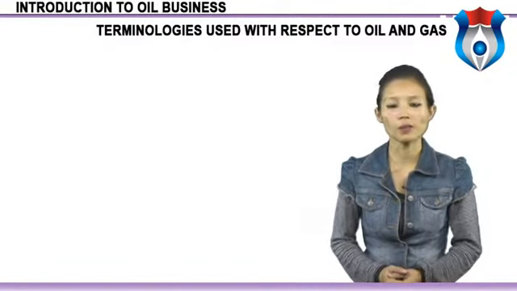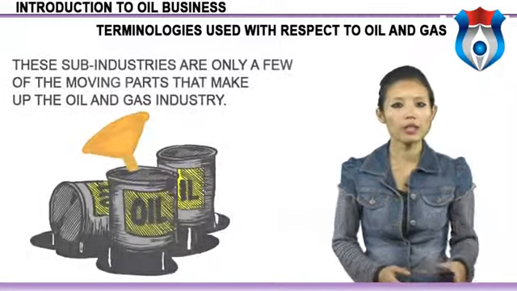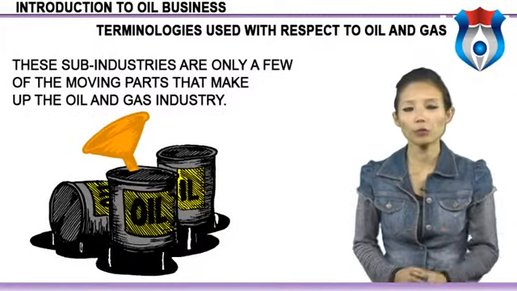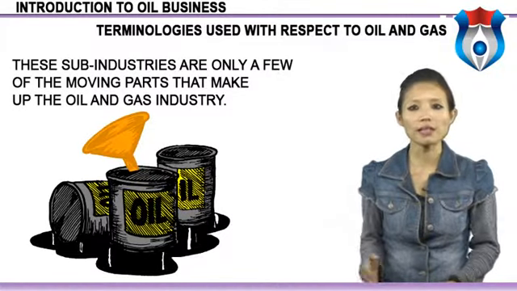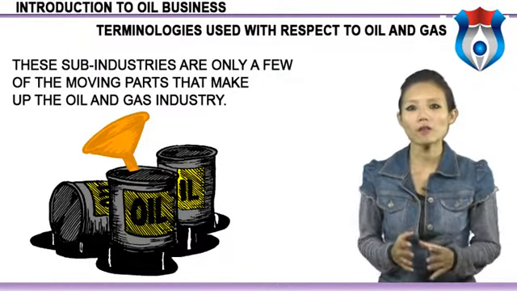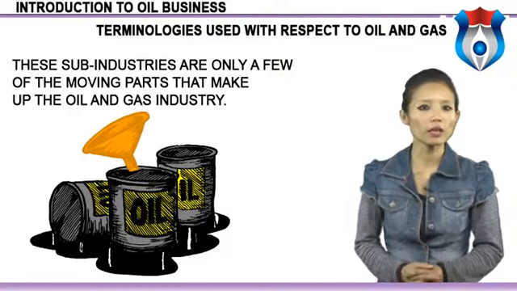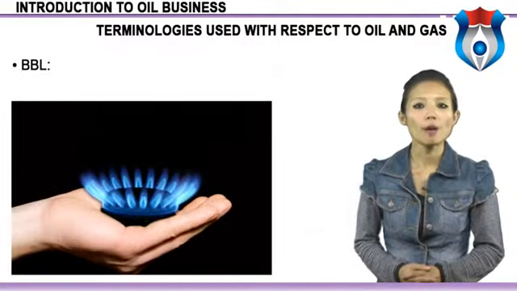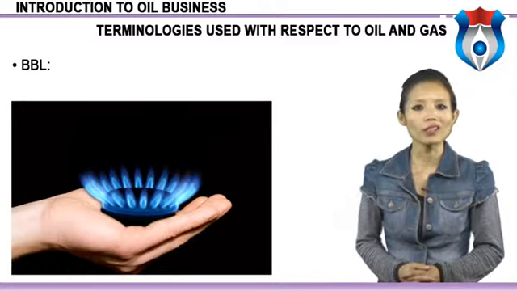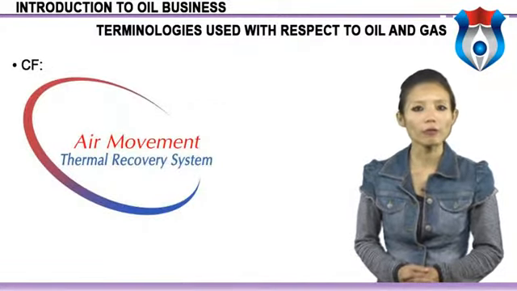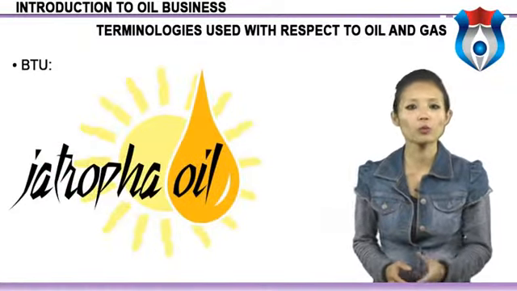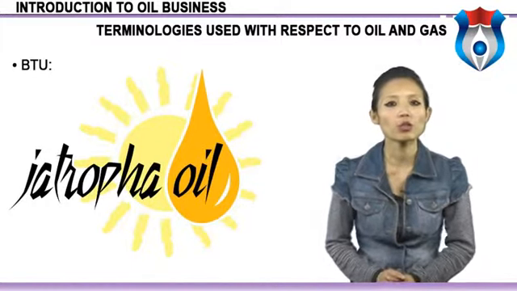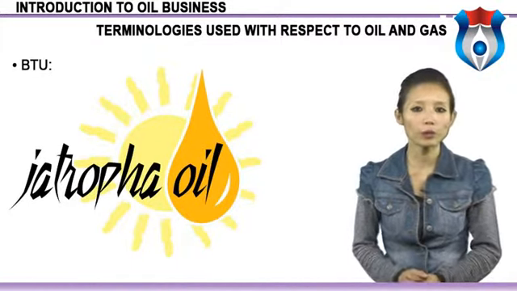Terminologies used with respect to oil and gas. These sub-industries are only a few of the moving parts that make up the oil and gas industry. Like many industries, oil and gas has a language of its own that investors need to understand before making investments. BBL, barrel of oil, a volume of 42 US gallons or 0.16 m3. CF, cubic feet, a unit of measurement for large volumes of natural gas. BTU, British thermal unit, a unit of energy. It can be used to determine the quality of the resource when burned.